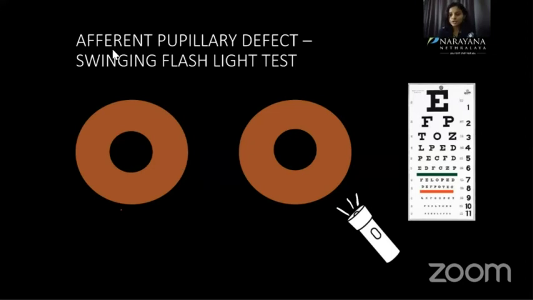Otherwise, if you shine the light only on the left eye, just the way you look for the light reflex, you will find that there is a small amount of constriction, but this amount of constriction in the left eye is less as compared to the right eye, and therefore it is a relative afferent pupillary defect in the left eye.